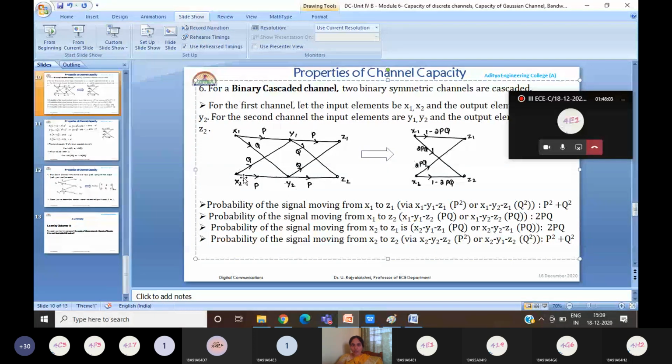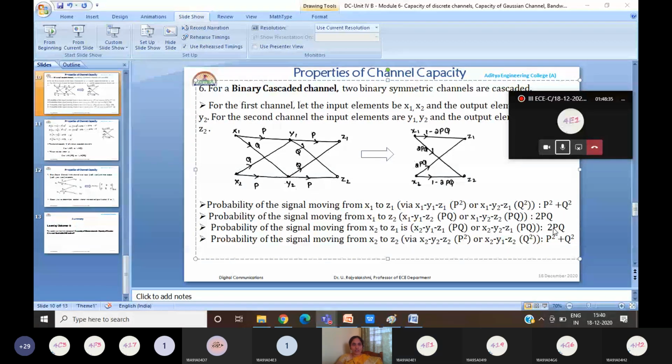Next, can you tell me the probability of moving x2 to z1? x2 to y1 and then to z1. Okay, what is the probability? PQ, ma'am. PQ. Next, x2 to z1 another way. x2 to y2 and then to z1, ma'am. So total probability is PQ. So PQ plus PQ is 2 PQ.